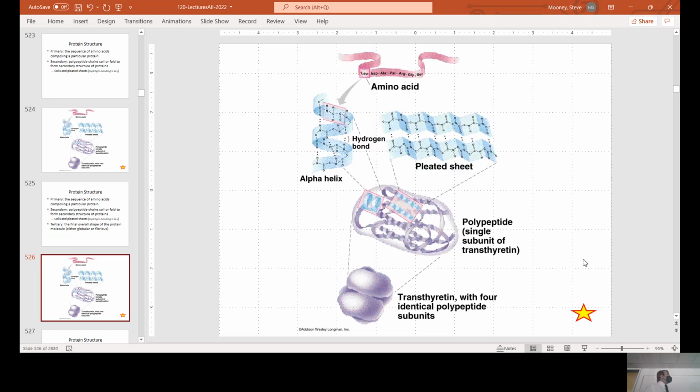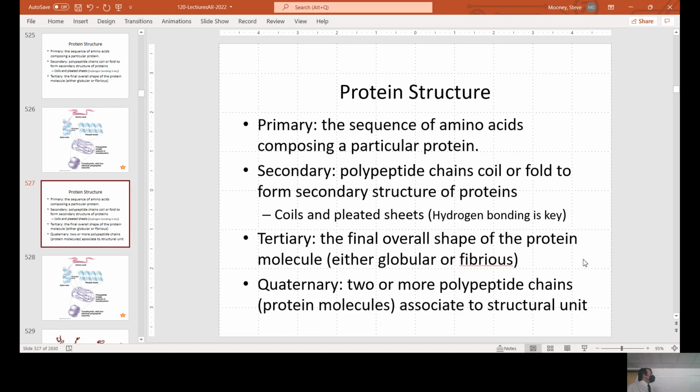Then if we have multiple proteins coming together, we have that quaternary shape where 2 or more individual protein chains come together and interact. They form some sort of structural unit that can do a variety of different functions depending on what the needs are for the function of that protein.